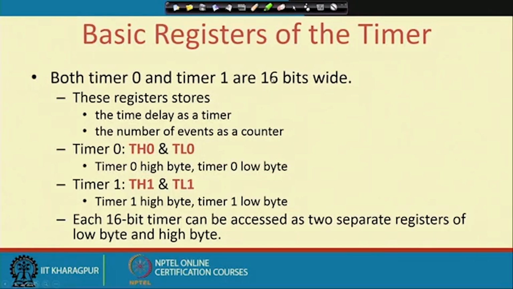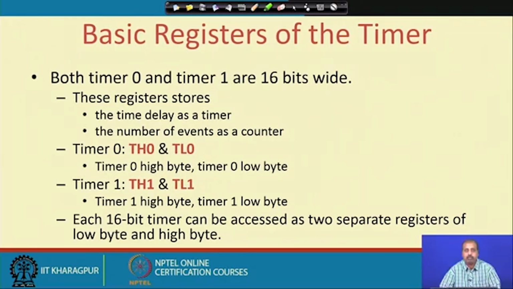So, basic registers for any timer are like this. Both timer 0 and timer 1 are 16-bit wide. So, they are 16-bit timers. These registers store the time delay as a timer, like how much time. You initialize it to some value, and from that point onwards it will start going up. It will overflow when that 16-bit value, 65535, is crossed. So, in some sense we can say that it holds the time delay that is remaining in the timer, okay. Or if it is a counter, then it will hold the number of events.